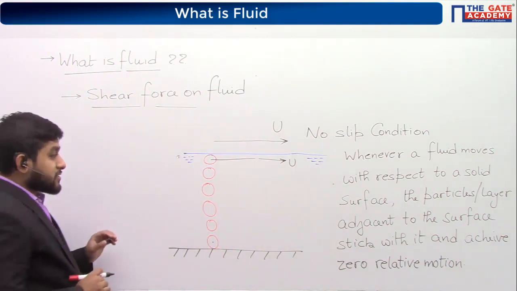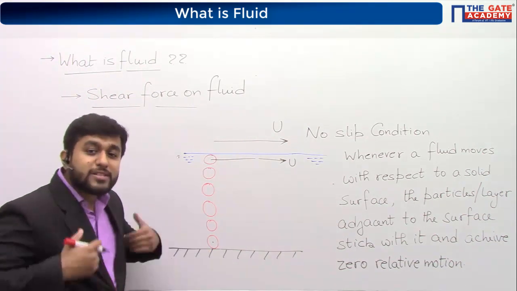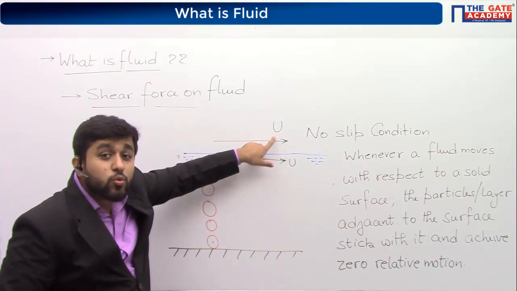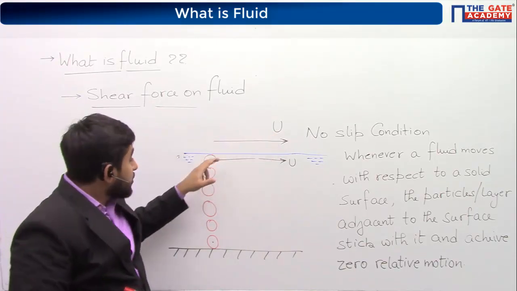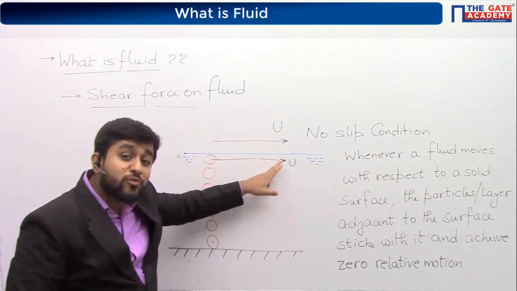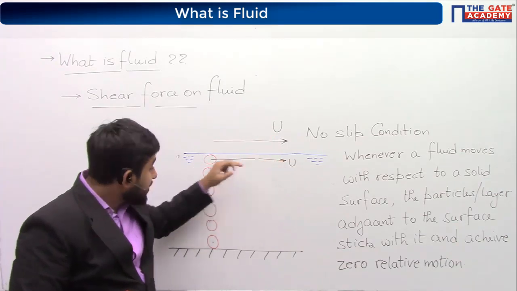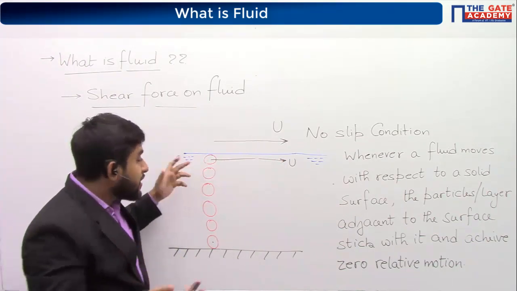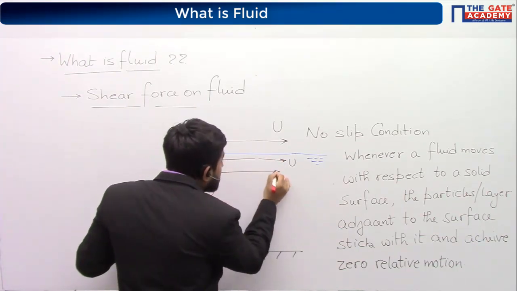Now what I am doing is, on the basis of experiment, what we found out, let us say the value of u is 1 meter per second. So this topmost particle will also move with 1 meter per second. Now the second particle will move at a little smaller speed, say for example 0.8 meter per second.